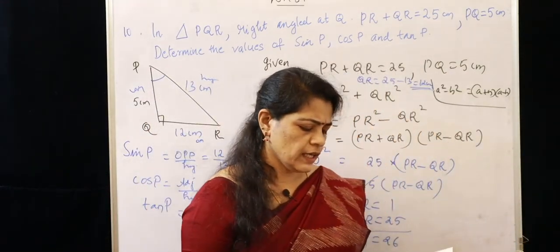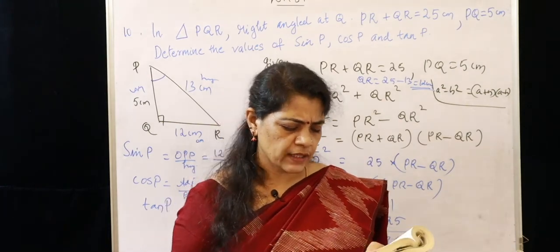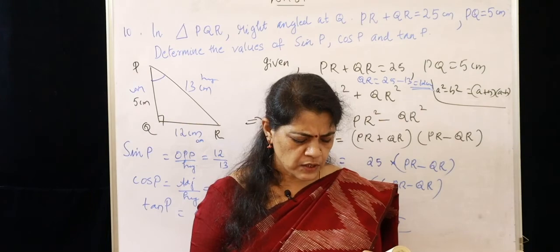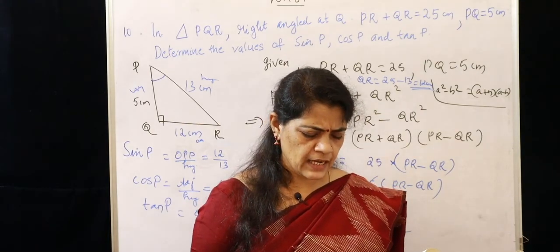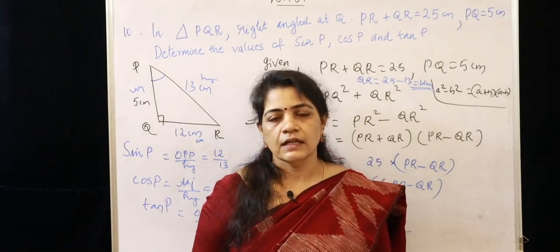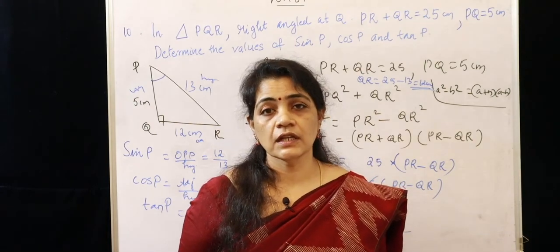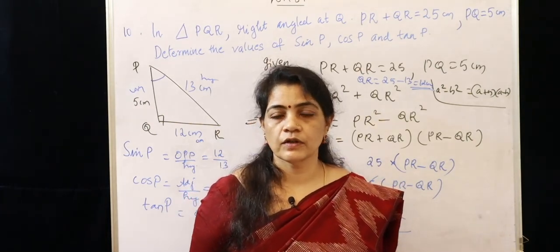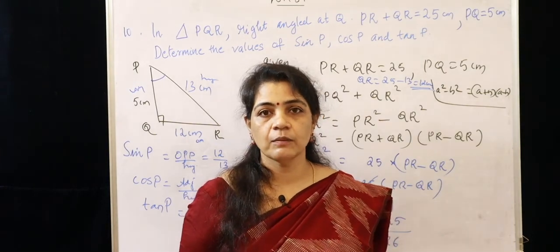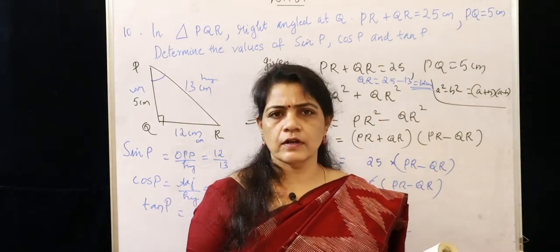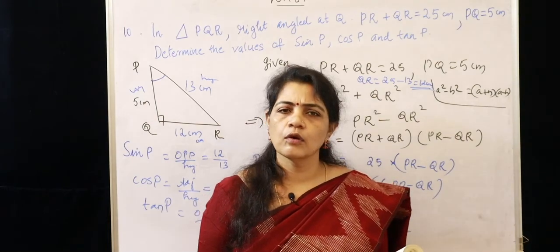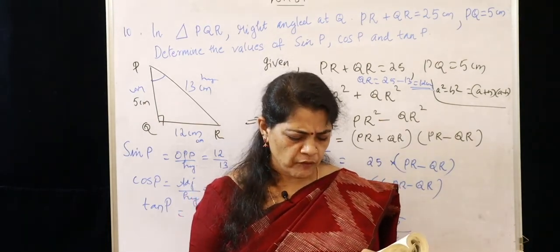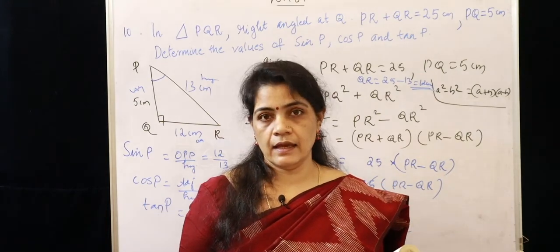In that question, state whether the following are true or false, justify your answer. The first question, the value of tan A is always less than 1. That can be explained only after I explain the theory part of the values of trigonometric ratios. So that can be done later. And second one, cosec A is equal to 12 by 5, for some value of angle A.